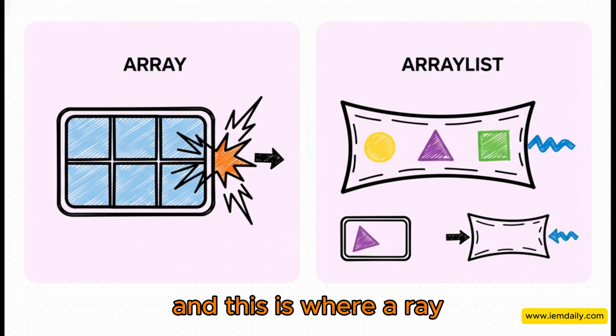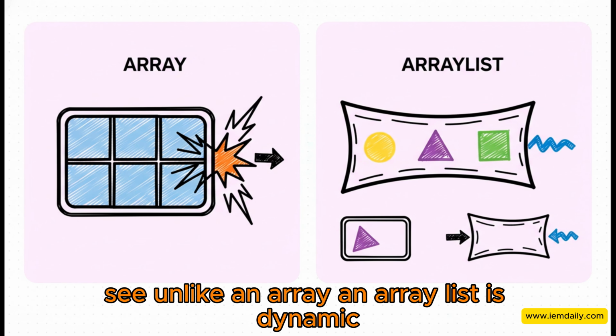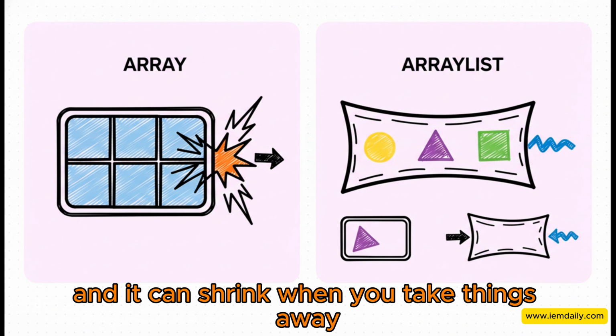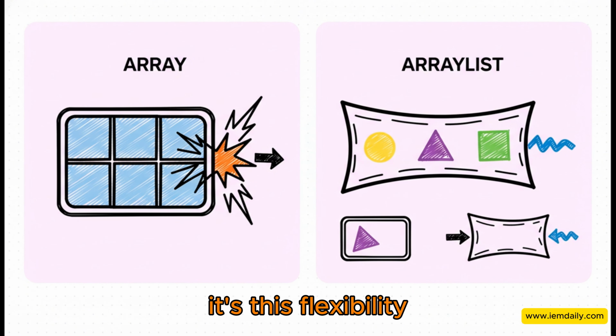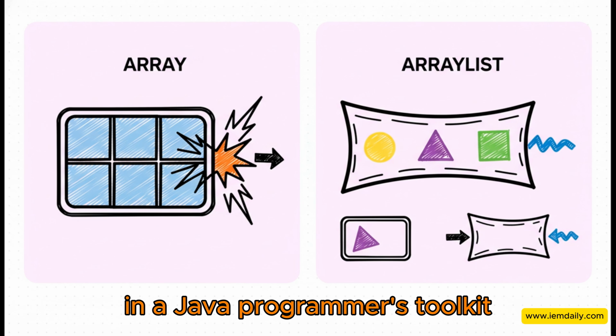And this is where ArrayList swoops in and saves the day. See, unlike an array, a list is dynamic. It can grow automatically when you add new things, and it can shrink when you take things away. It's this flexibility that makes it one of the most useful and popular tools in a Java programmer's toolkit.